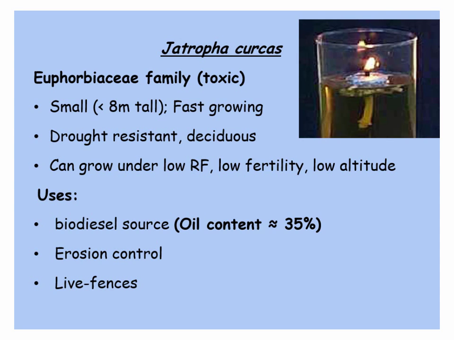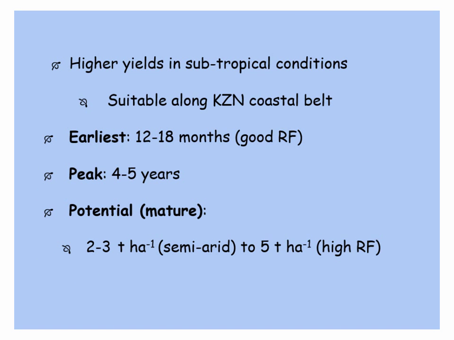And then you have Jatropha. It's a small, fast-growing tree. I'm going to show you some pictures right now. It is drought-resistant and can grow well in low productivity and low fertility conditions. It has been used for environmental services like erosion control and live fences, but its biggest potential, at least as recognized for this project, was the biodiesel contained in its nuts.